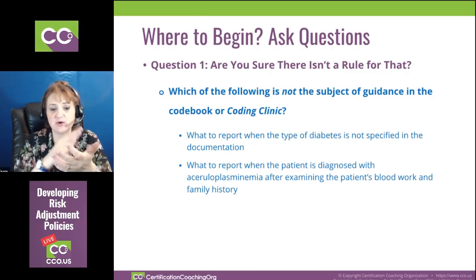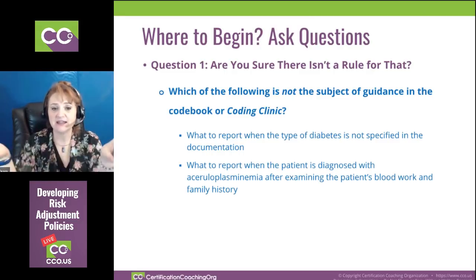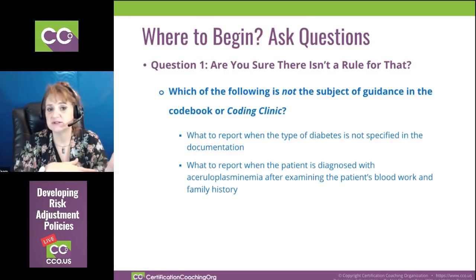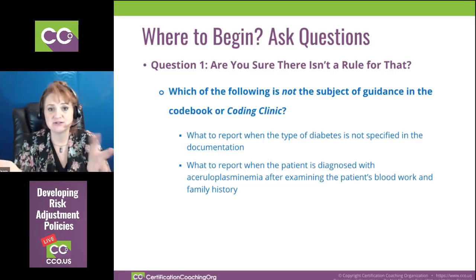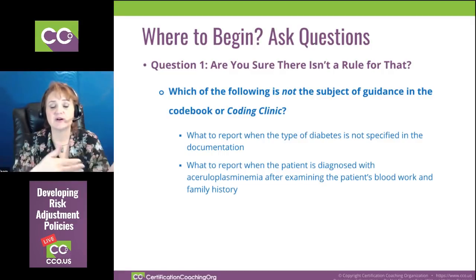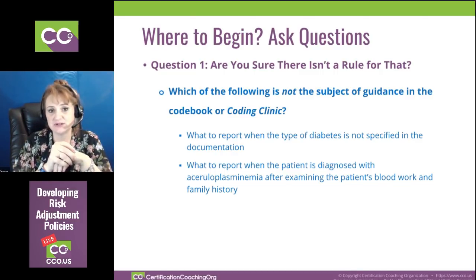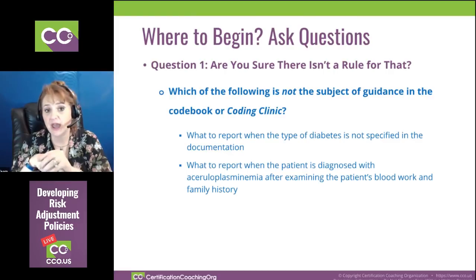Also, again, we already talked about the code book and Coding Clinic, but the example that they're giving here is what to report when the type of diabetes is not specified in the documentation. That's in your coding manual. That guideline is right there. You default to type 2 diabetes. Why? Because like 95 or 98% of all diabetics are type 2 diabetic. So therefore, it makes sense that the guidelines tell you if you don't have that information, you default to type 2. That also is true for when you're coding for sequelae or late effects or hemiplegia of a CVA.